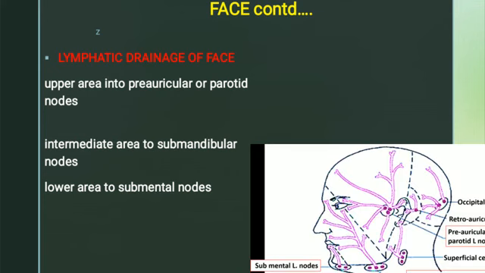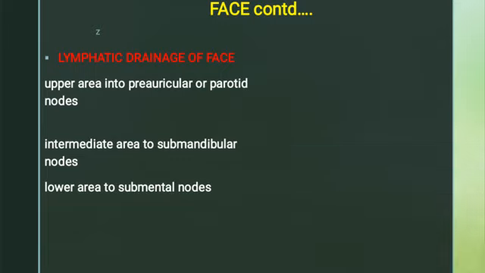Lymphatic drainage of face occurs in three zones. The upper zone drains into the preauricular or parotid nodes, the intermediate zone to the submandibular nodes, and the lower zone to the submental nodes.